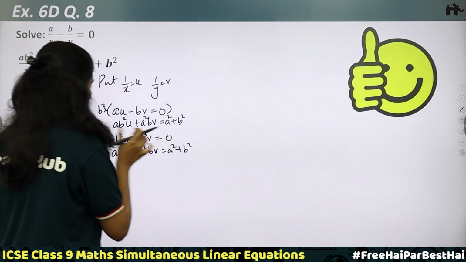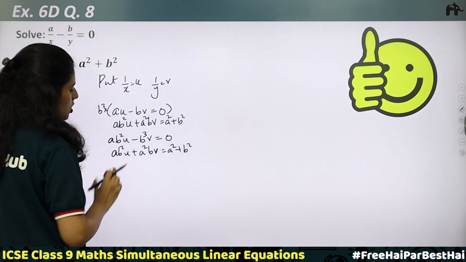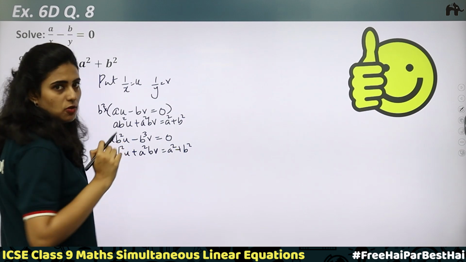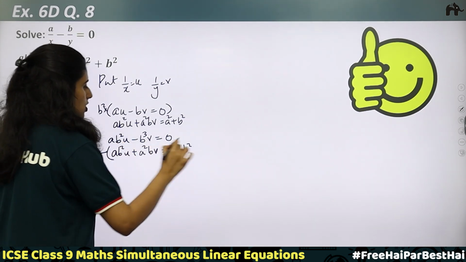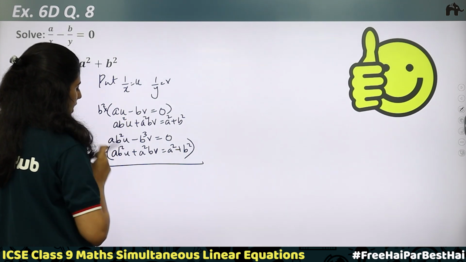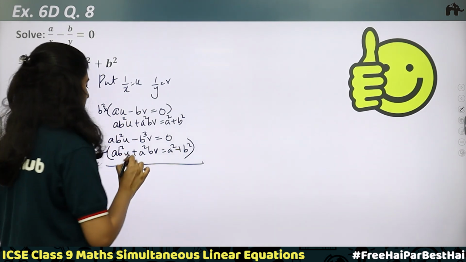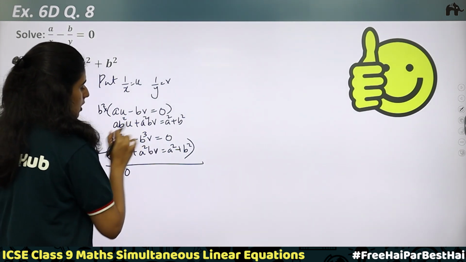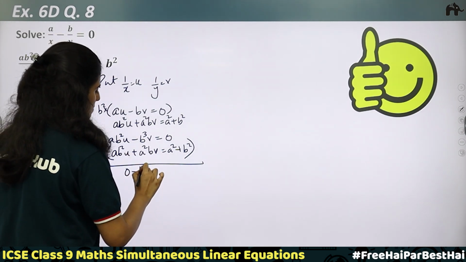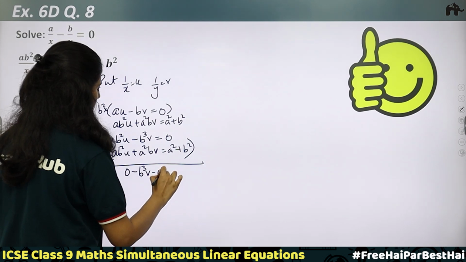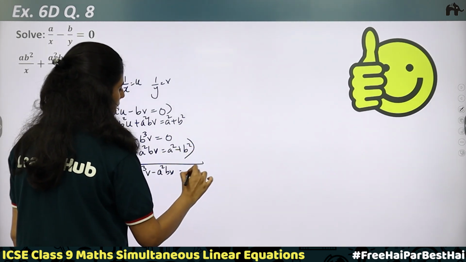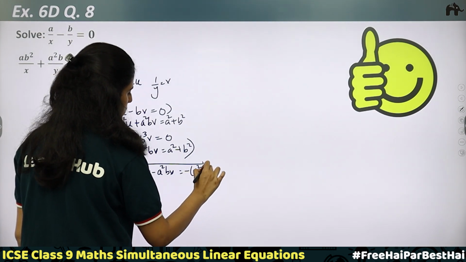So we have got ab square u in the first equation and ab square u in the second equation. We have the same sign, both are positive. So subtracting the second equation from the first equation. ab square u minus ab square u, it is 0, minus b cube v minus a square bv is equal to 0 minus a square plus b square.